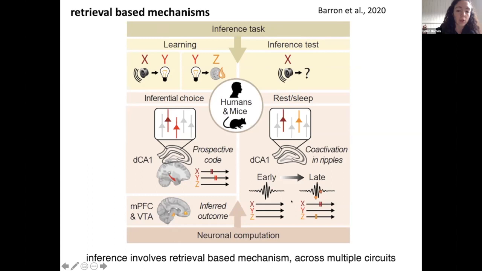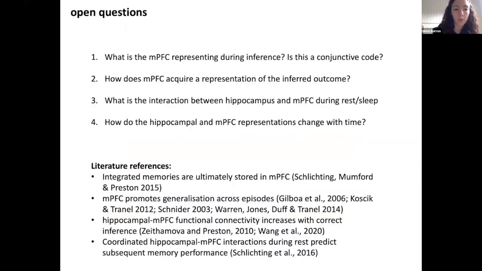And then also what I showed you was that during ripples in the hippocampus, there is co-activation of the inferred relationship, the cells representing X and Z. So the question I have is, what is this activity during sharp wave ripples in periods of rest actually doing, and is it providing a training signal for the representation of an inferred outcome in medial prefrontal cortex and potentially also the midbrain?